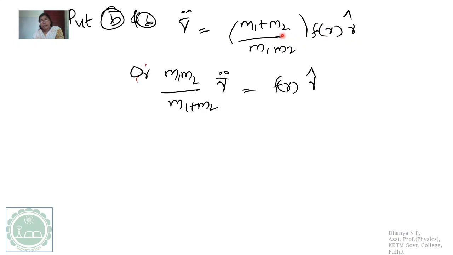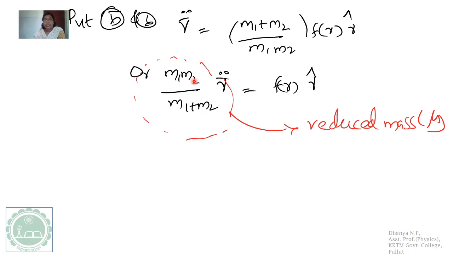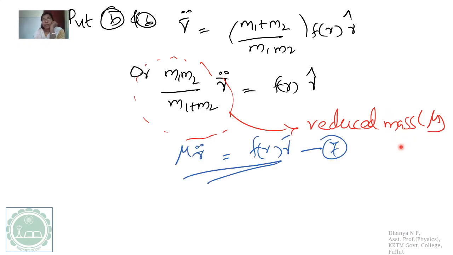Then this term is taken to the LHS. m1 m2 by m1 plus m2 into r double dot is equal to F of r. Put this m1 m2 by m1 plus m2 as the reduced mass, and it is denoted by mu. Therefore mu r double dot is equal to F of r into unit vector. This is similar to m a is equal to F. Therefore the two-body problem is now reduced to a single body problem.